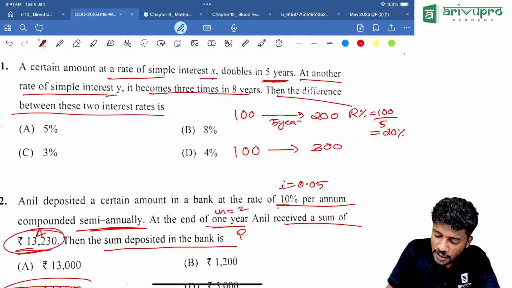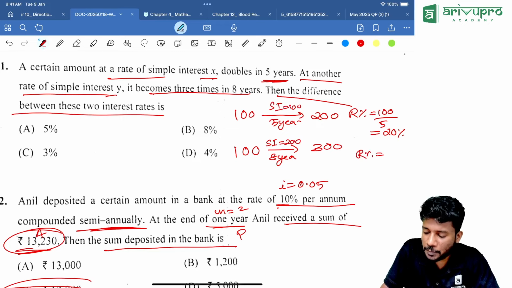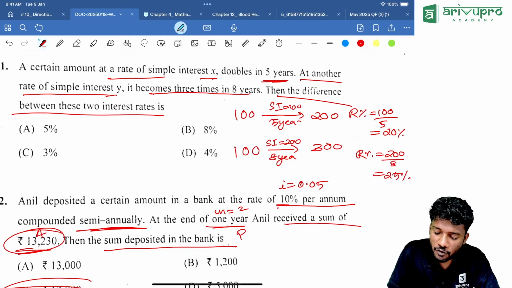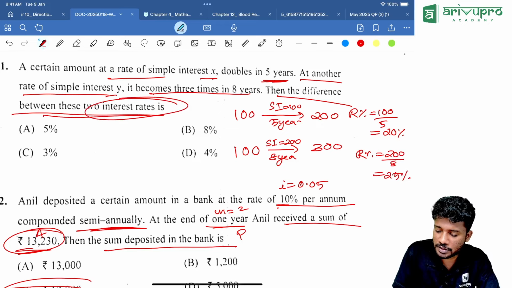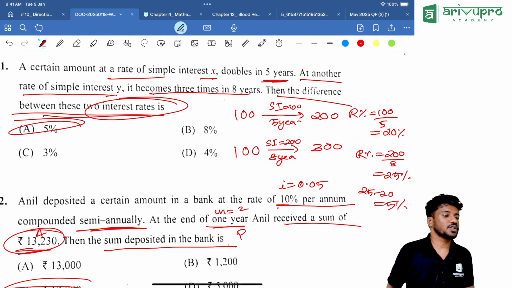Then in the second case, 100 is becoming how much? 300. How many years? 8 years. Then what is the SI value? SI value here is 200. Then R percentage is SI divided by 8, that means 200 divided by 8. How much is it? 25%. They are asking for what? The difference between the two interest rates. That is 25 minus 20, which is 5%. Option A is the answer.